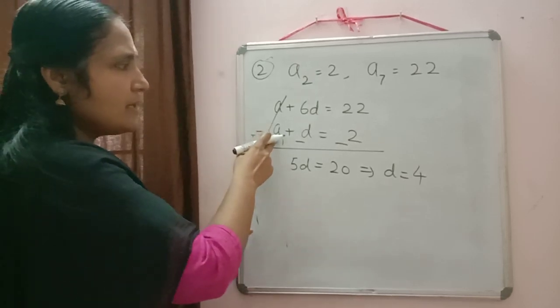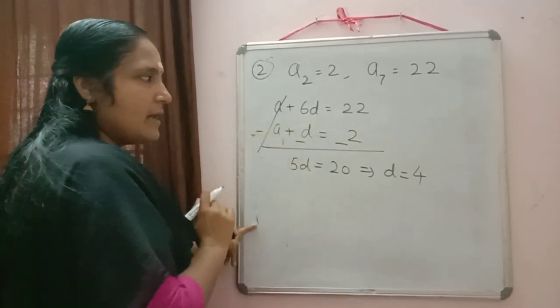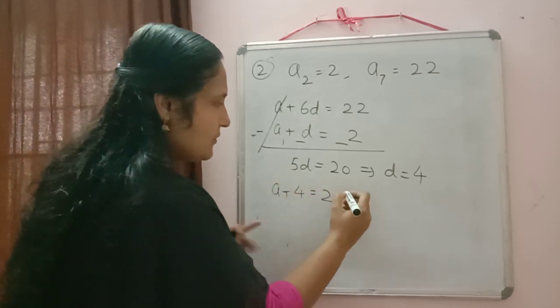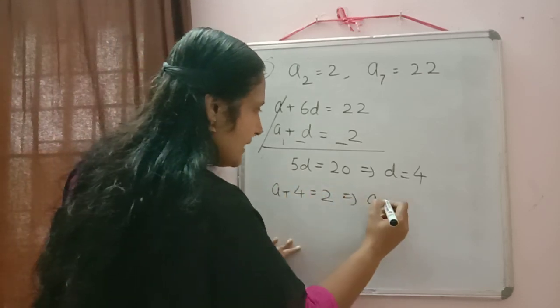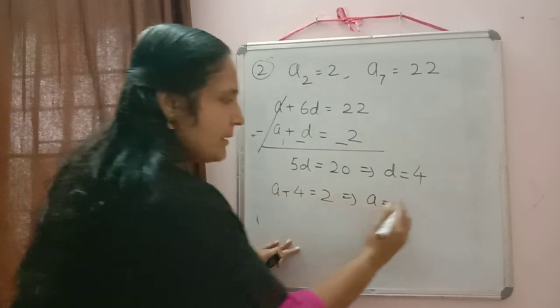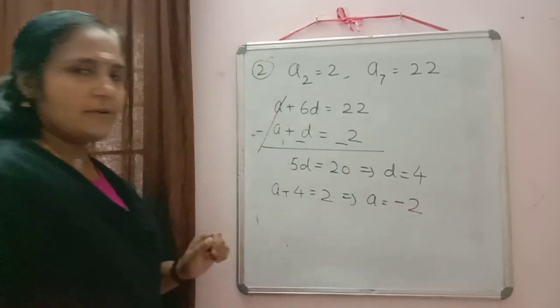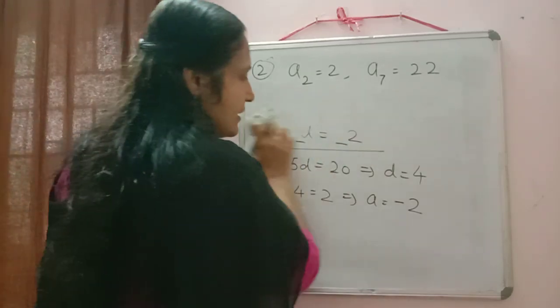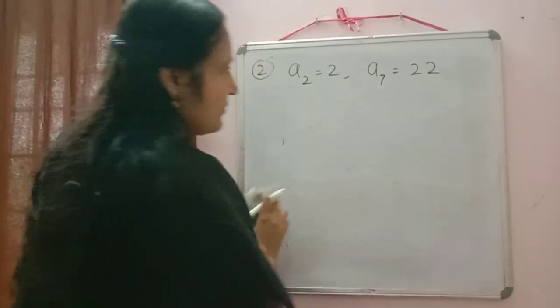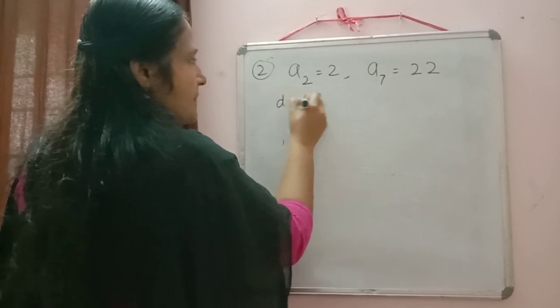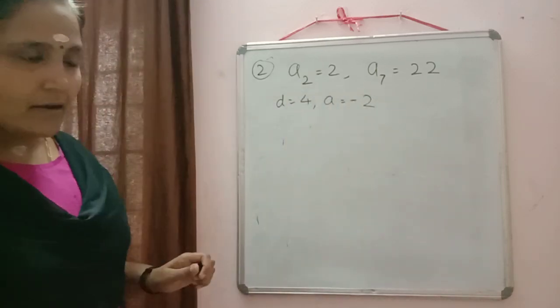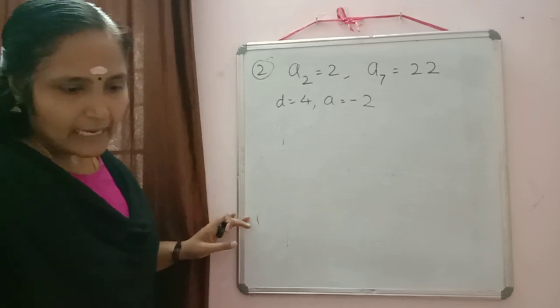So the value of D we can substitute here. So we will get the value of A. A plus 4 is equal to 2. So from here we will get A is equal to 2 minus 4. So that will be equal to minus 2. So from these two pieces of information we got the value of D is equal to 4 and A is equal to minus 2. Now we will check what will be the value of S30.